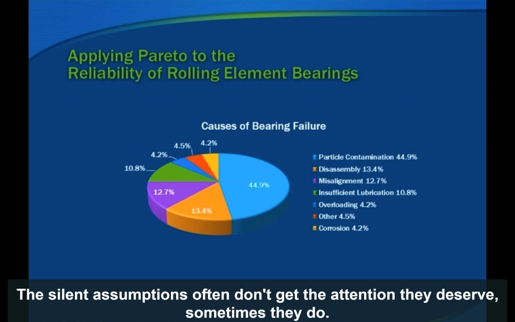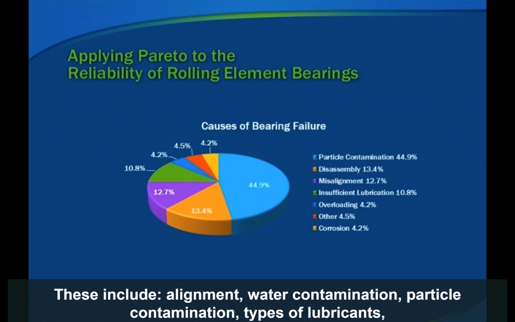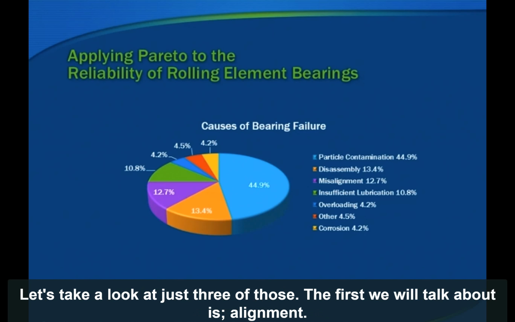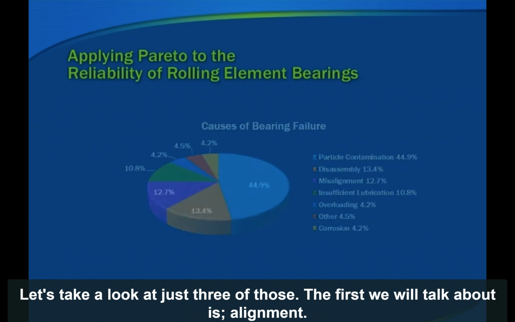Sometimes they do. These include alignment, water contamination, particle contamination, certainly the types of lubricants, the amount of lubricant that we put in our bearings, and definitely heat-related issues. Let's take a look at just three of those. The first we'll talk about is alignment related.